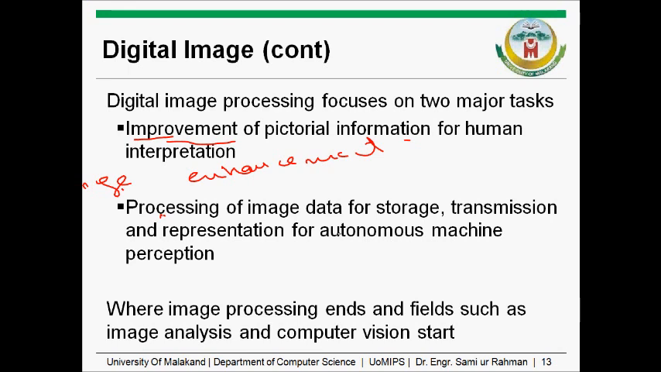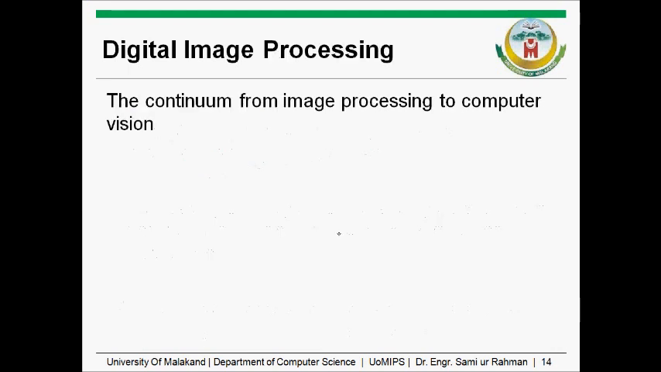Okay, now there is a very interesting discussion about the difference or the boundaries of image processing and computer vision. Computer vision is also somehow related to image processing, but these are in a sense two different subjects. One is computer vision, one is image processing. So there is discussion about where image processing ends and computer vision starts. In the next slide, we will discuss these boundaries.